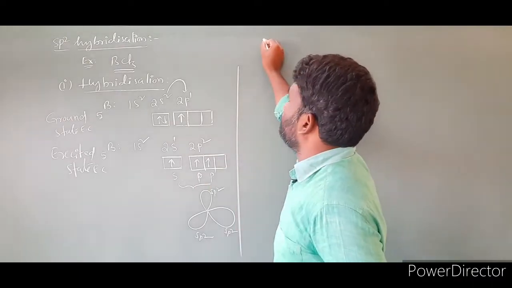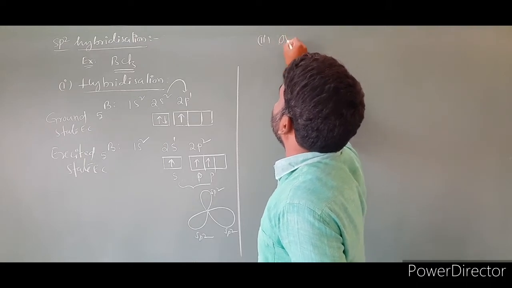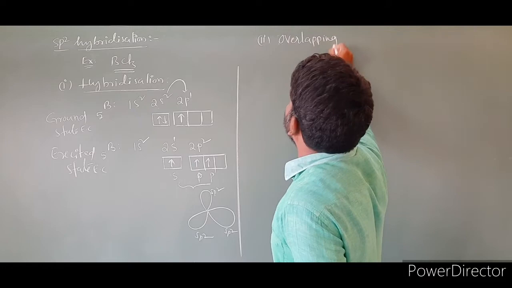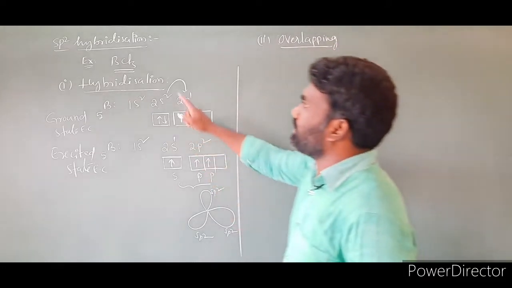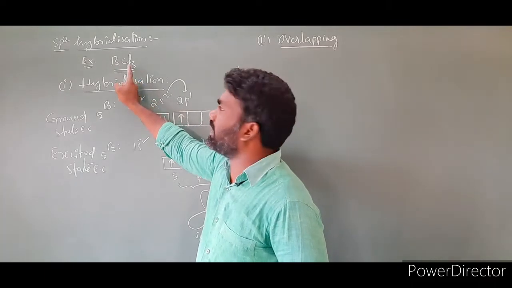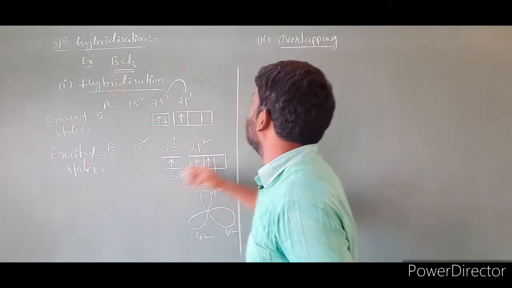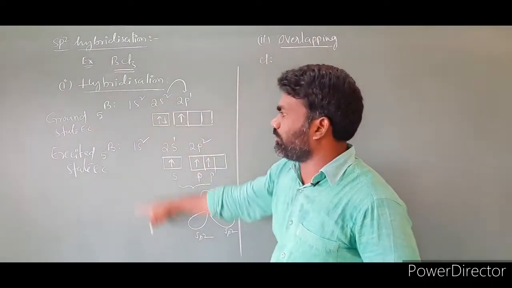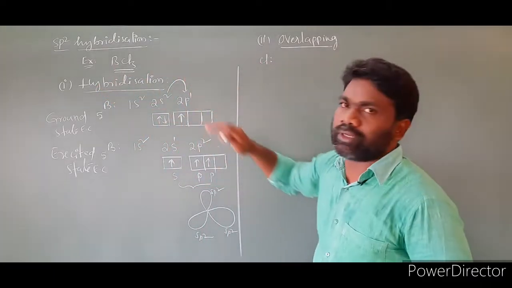Step 2, overlapping. Here we have to take chlorine. Overlapping takes place between chlorine orbitals and boron hybrid orbitals. So far we discussed the central atom. Now we have to take chlorine atoms.